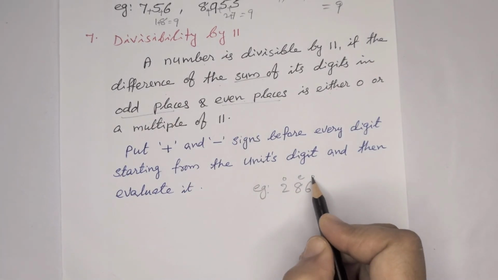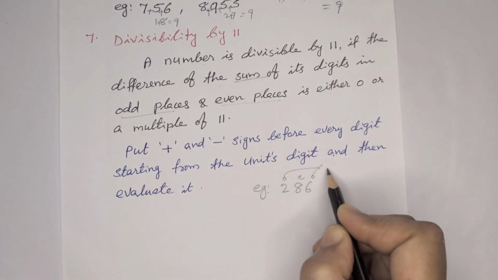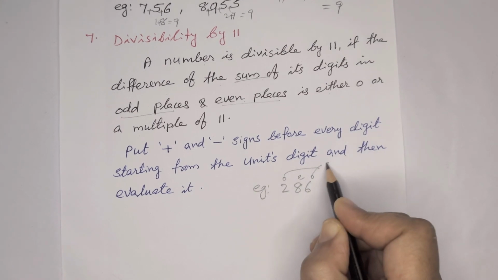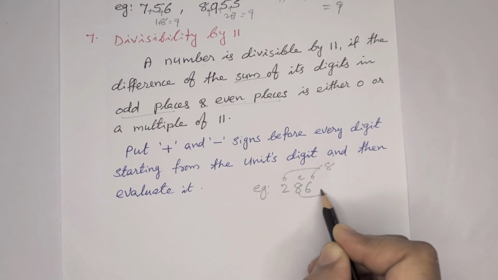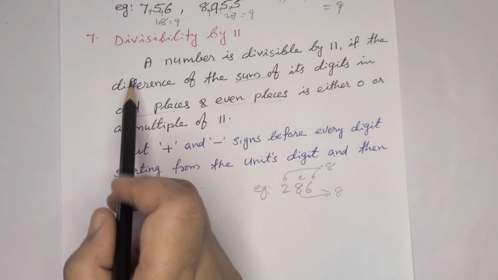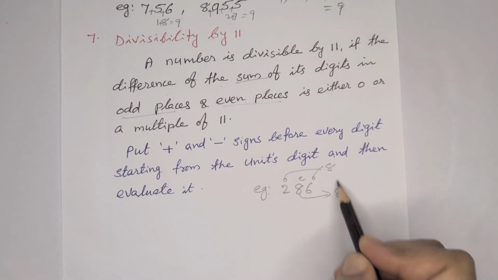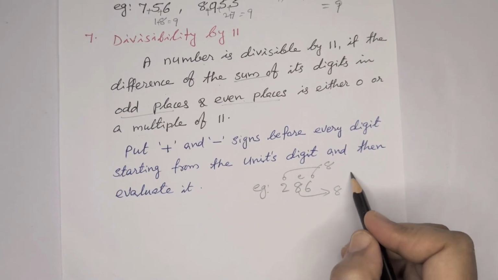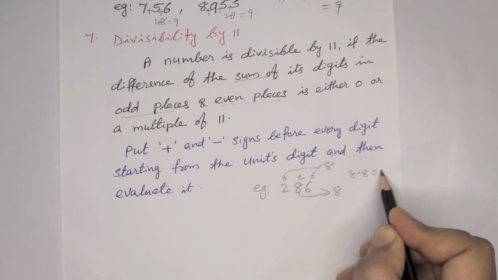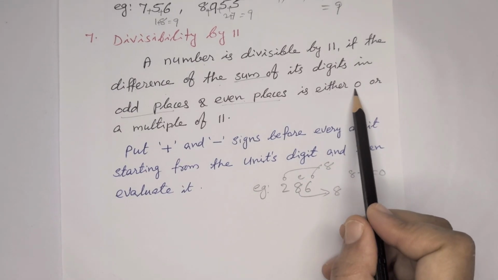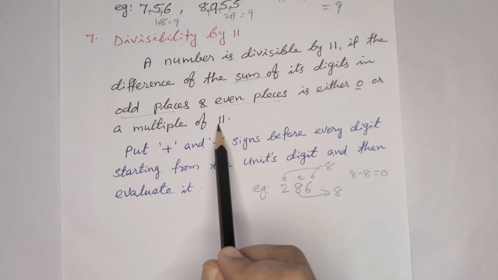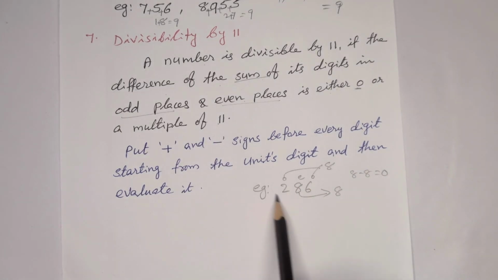Here the odd places sum, which means these two together, 2 plus 6, 8. The even place is only 8. Then find the difference of these sums. So 8 minus 8 is equal to 0. If the answer is 0 or a multiple of 11, then that number is divisible by 11.